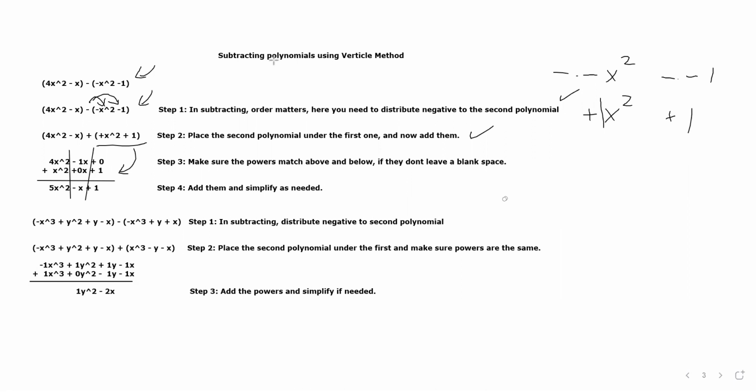We didn't have any x's to the first power, so I just put a 0 there. I put a placeholder. There's nothing really there. So that negative 1x just kind of came down and became negative x. I didn't do anything else to it.